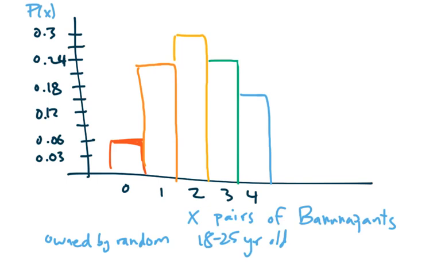This is what our discrete probability histogram should look like for X pairs of banana pants owned by a randomly selected 18 to 25-year-old from our survey. That's it. That's our stuff.